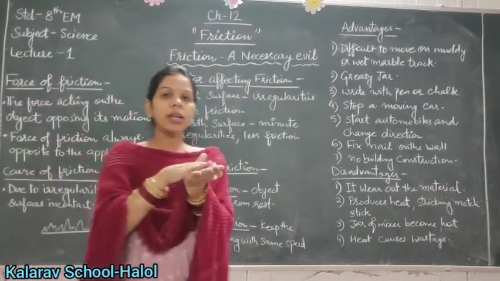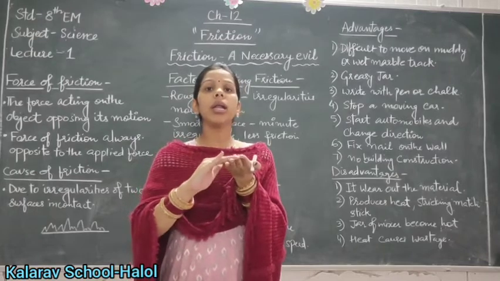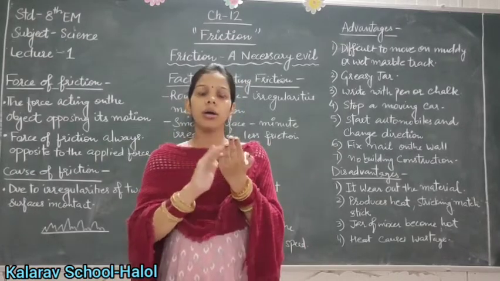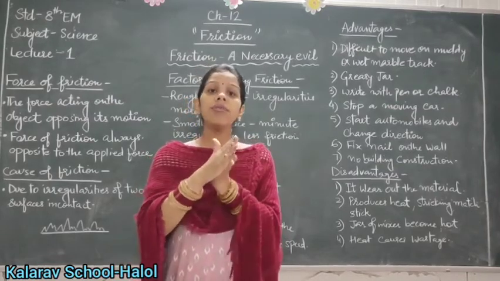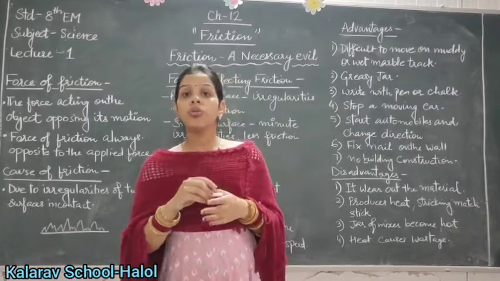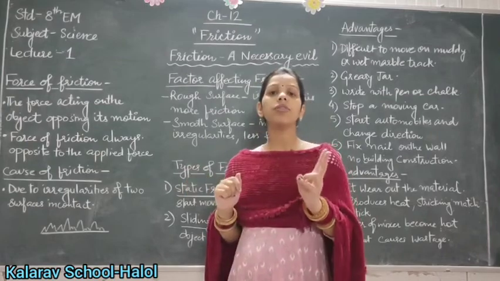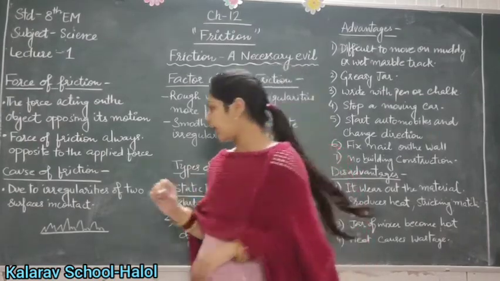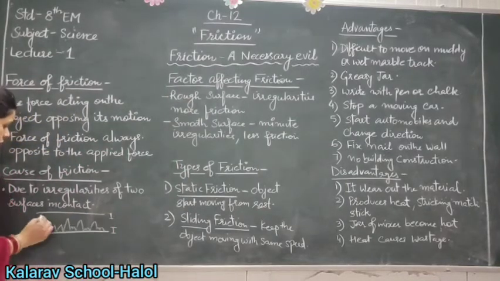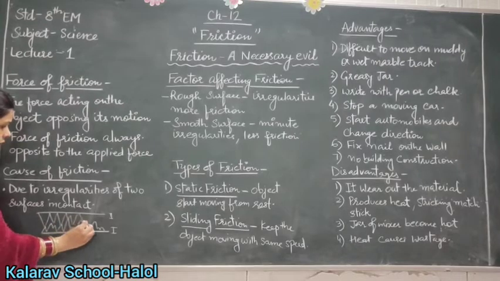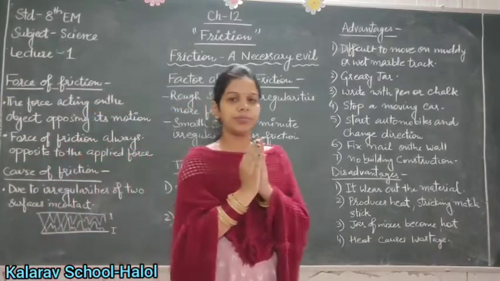What does it mean? When you rub your hands, there are minute irregularities between the two palms, so when you rub your hands, you feel the force of friction. So the force of friction is only due to the irregularities of two surfaces which are in contact. If this is the first surface and this is the second surface, you can see the interlocking of these two surfaces causing the force of friction.